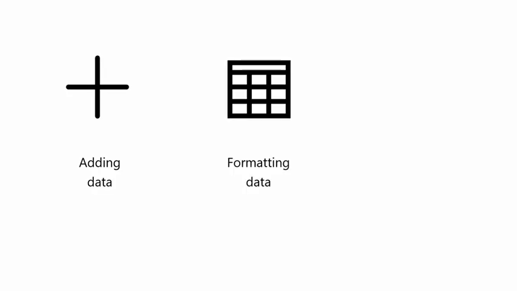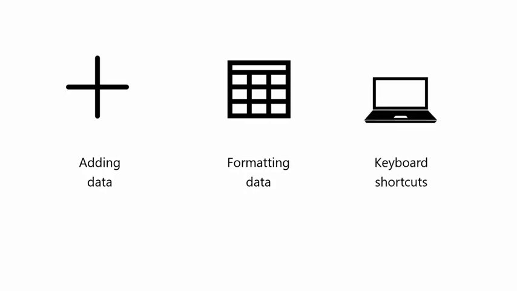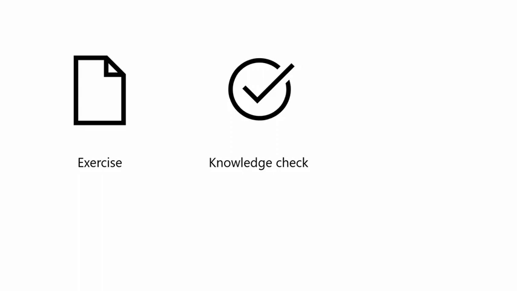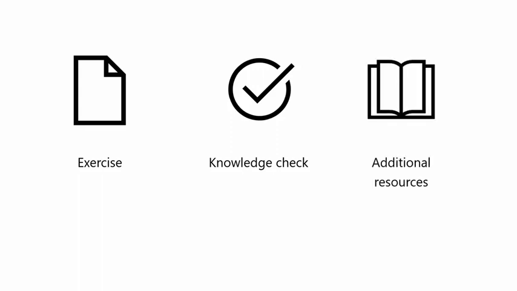You then learned how to enter and format data in Excel. You explored the different ways data can be added to a worksheet. You discovered how to use formatting to improve the readability of a spreadsheet, and you reviewed keyboard shortcuts for data entry and formatting. Next, you learned how to manage worksheets. You then undertook an exercise where you demonstrated your new skills by adding data to a worksheet. This was followed by a knowledge check, which tested your understanding of the material. Finally, you explored additional resources to enhance your learning.